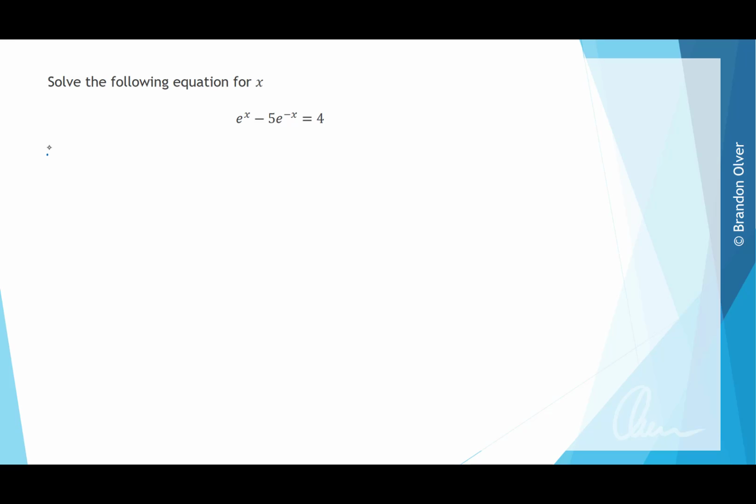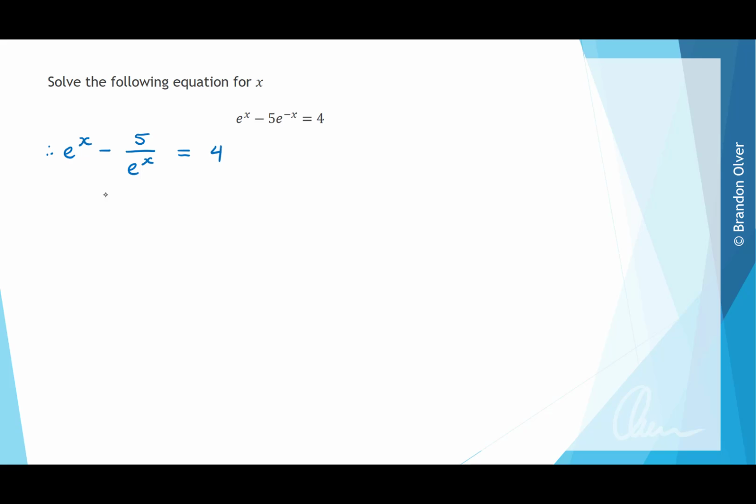So what we can do is we can write this as e to the power of x minus 5 divided by e to the x, because this negative power here means we can make it a positive power by moving it to the bottom line of a fraction. And then all of that is going to equal 4.